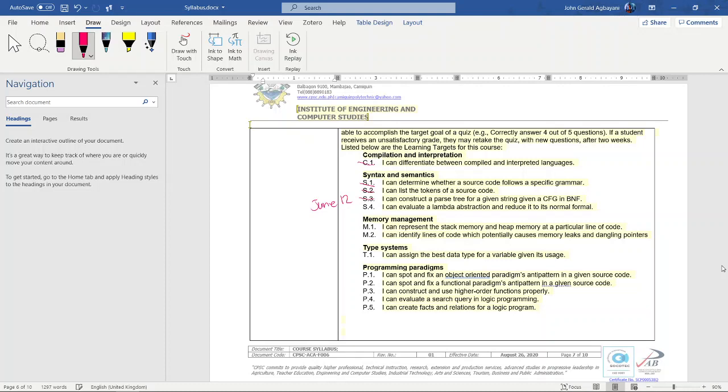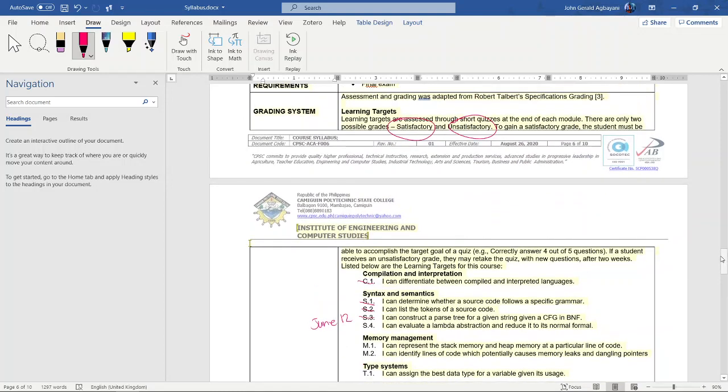If ever you cannot submit or your resulting grade is unsatisfactory, you can retake the quiz again after 2 weeks. Okay, I will make another quiz. So after retaking, hopefully your answers are correct and you get a satisfactory grade after your retake, hopefully. And ideally. Okay.